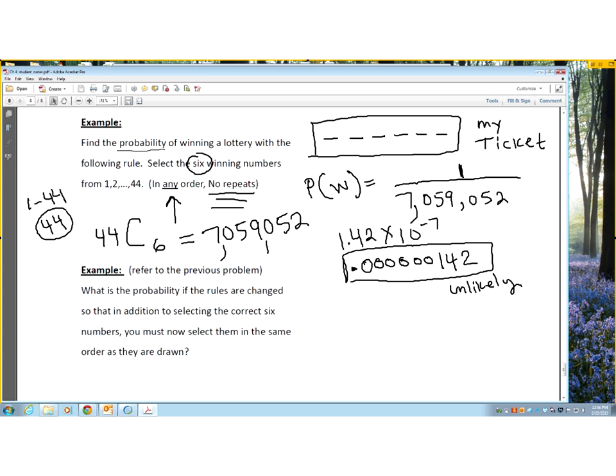All right, for the next one, now it's the same problem except that the rules are changed. So in addition to selecting the correct 6 numbers, you must now select them in the same order as they're drawn. So now it has to be the same order.